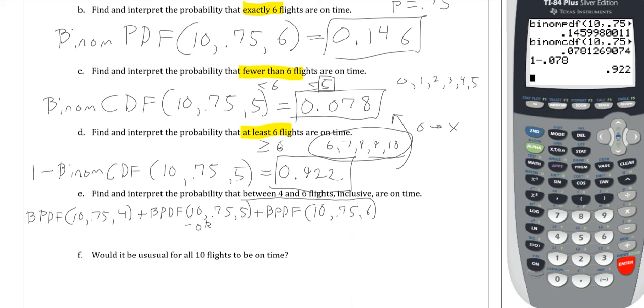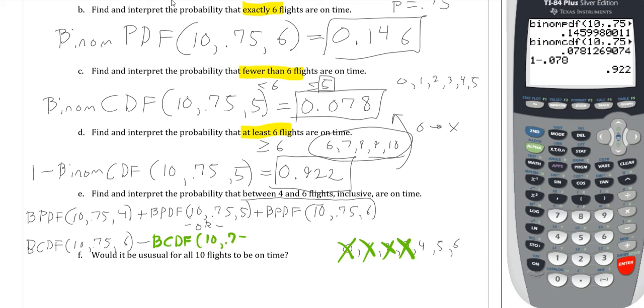Or, there's another way to do this, although this one's a lot sneakier. What you could do is consider that if you do Binomcdf up to 6, you would have 0, 1, 2, 3, 4, 5, and 6. This is what Binomcdf would do. So if I did Binomcdf up to 6, I would add all these probabilities together. But I don't want all of these. I want to take out 0, 1, 2, and 3. Well, I can do that by subtracting Binomcdf up to 3. That would take out these values here, and all I would have left is the probability of 4, 5, and 6.